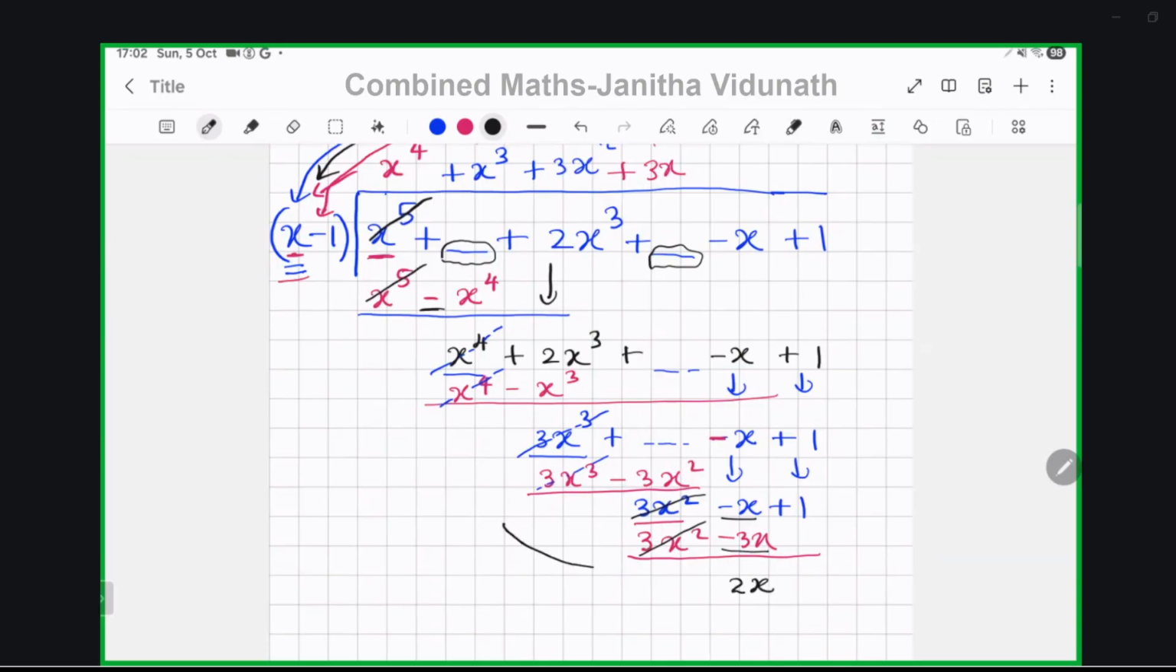Let me repeat again. Here in the first term there is minus x. Then we need to subtract the second term, subtract the minus 3x. Then from this operation we will get minus x plus 3x, that means 2x.